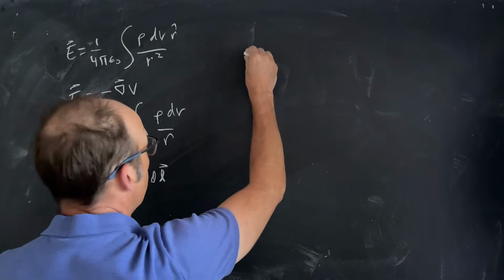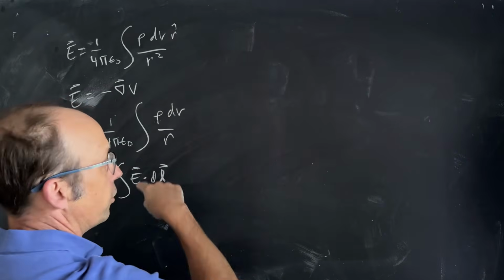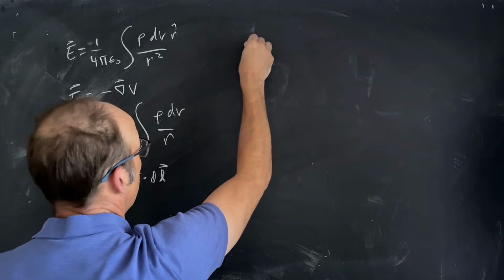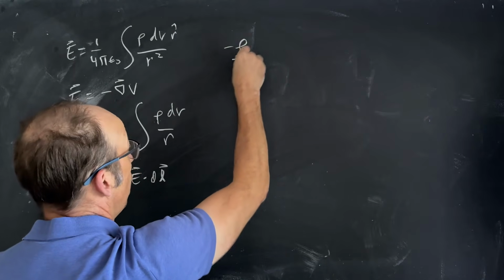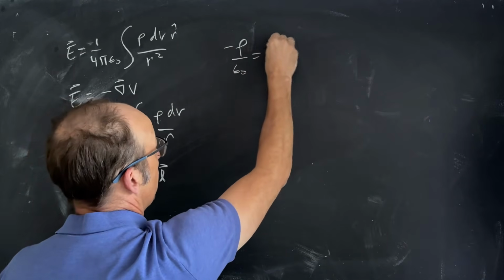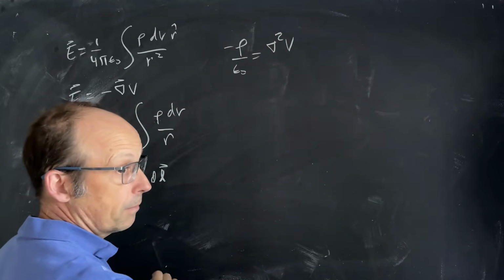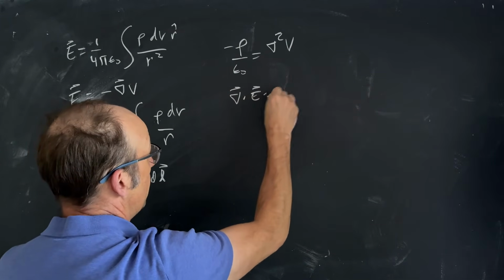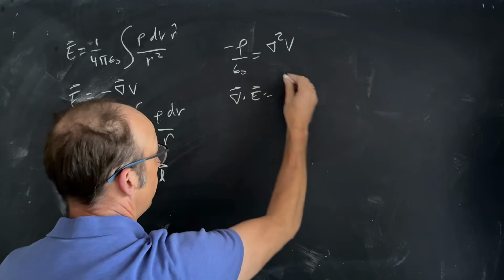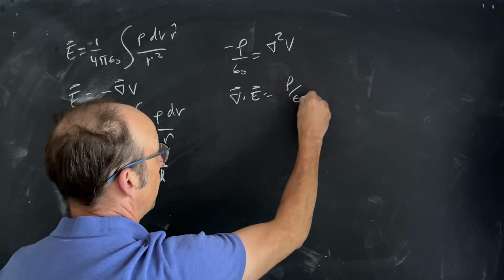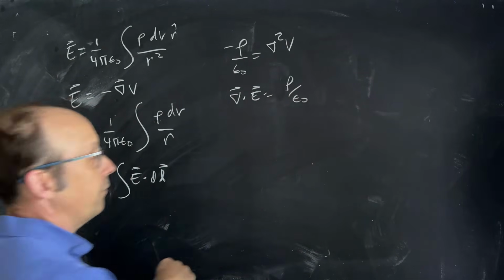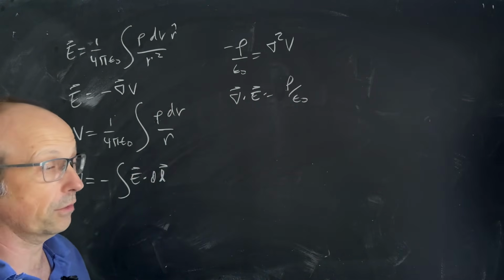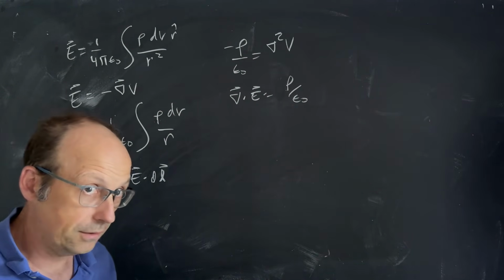Well, I should have 2 equations for the charge density. So the charge density from the electric field, well, I know this: negative rho over epsilon naught is the Laplacian of the potential. I also know that del dot E is, not negative, it's rho over epsilon naught. So those are the 2 ways to find the charge density. So charge density from potential, charge density from electric field. That's chapter 3.